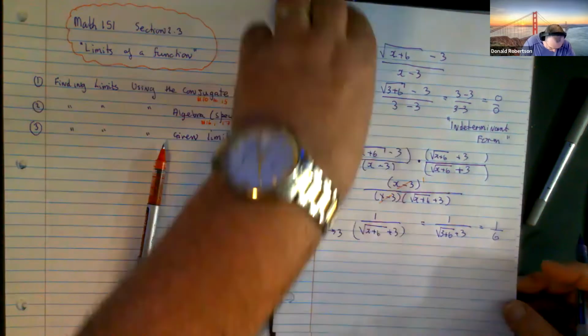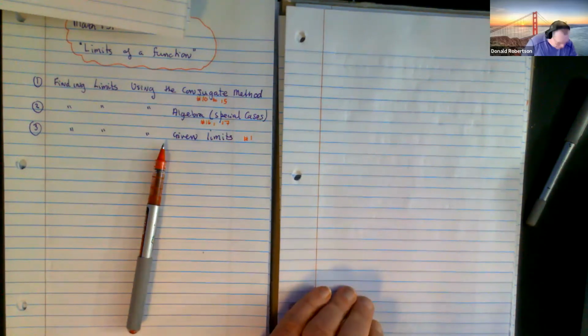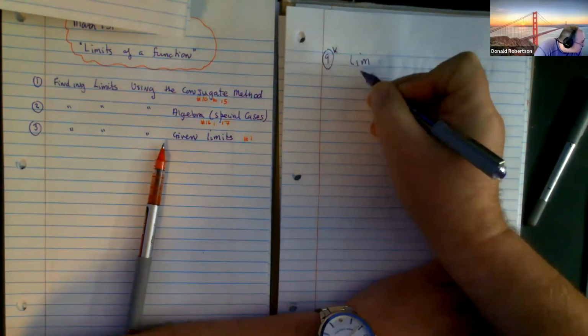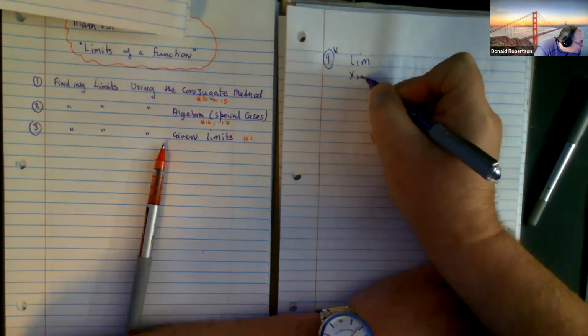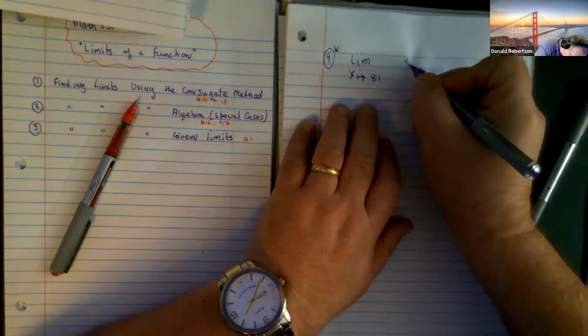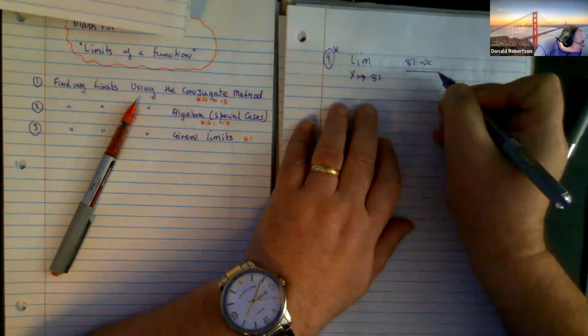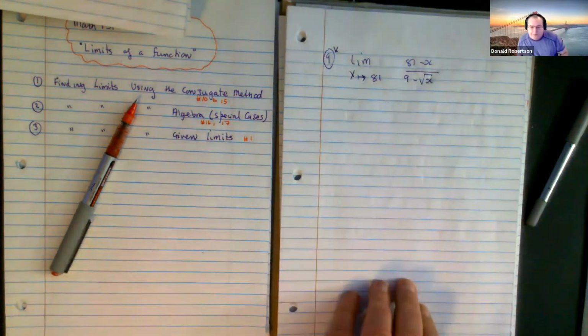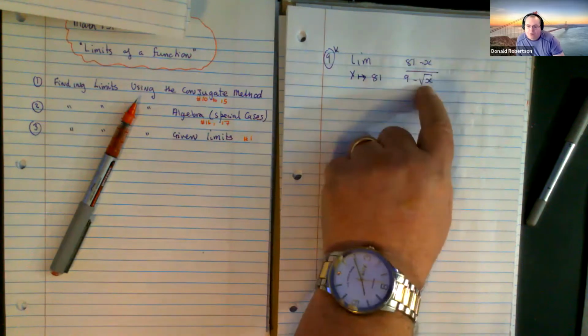So let's try another one. What shall I pick? This is a version of question 9. Let's do the limit as x tends to 81. And we have 81 take away x over 9 take away square root of x. And if you plug x as 81 in here, you get 0 over 0. So we know that doesn't work.